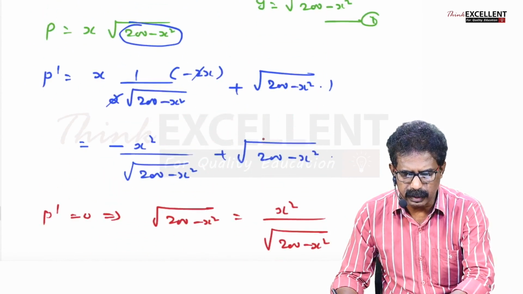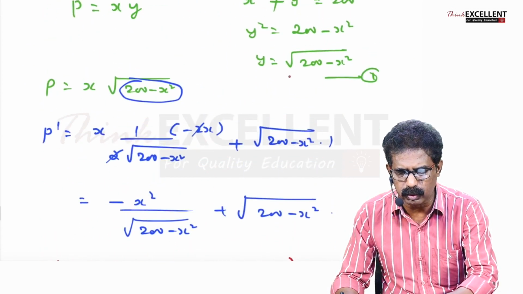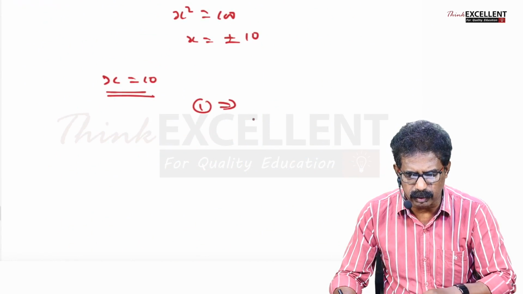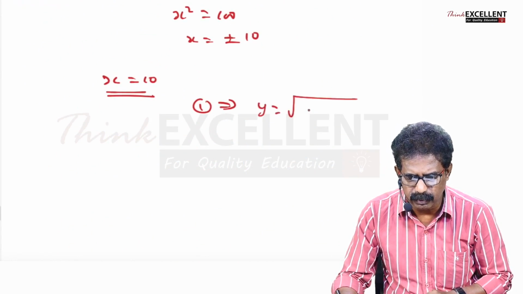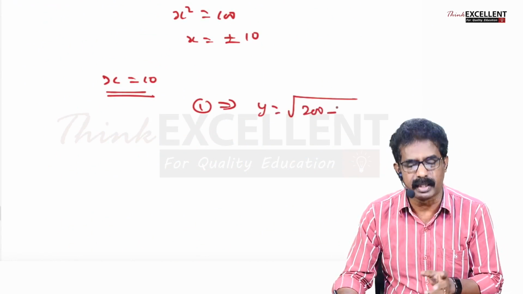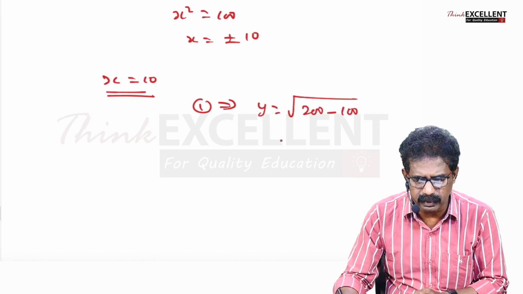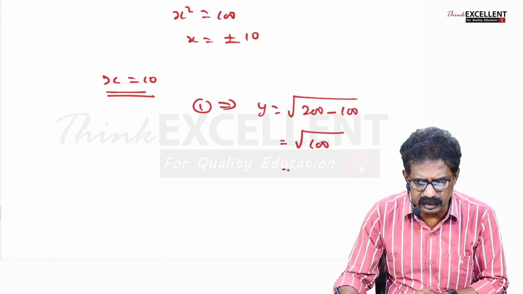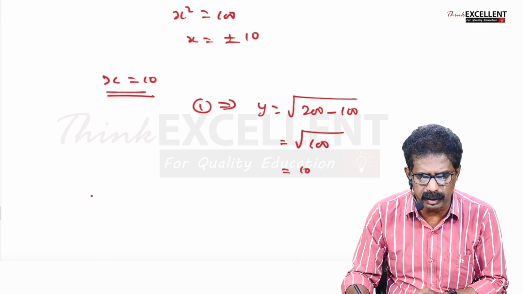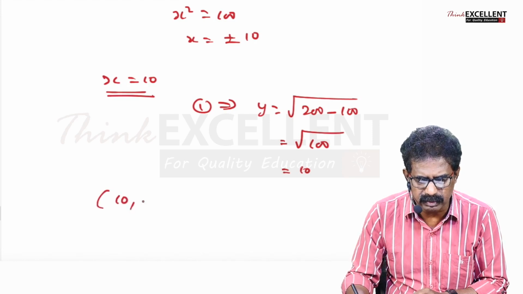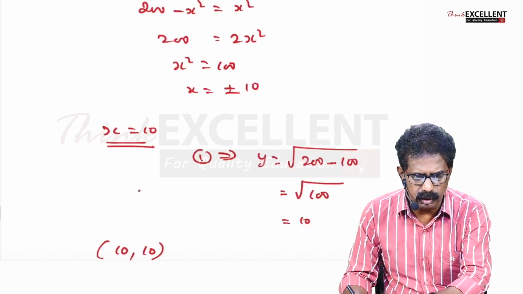So substitute in the first equation, y equals root of 200 minus x square. X is 10, 10 square is 100. So that is root of 100, that is also 10. Don't take plus or minus, they are 2 positive numbers. So x value is 10, y value is also 10.